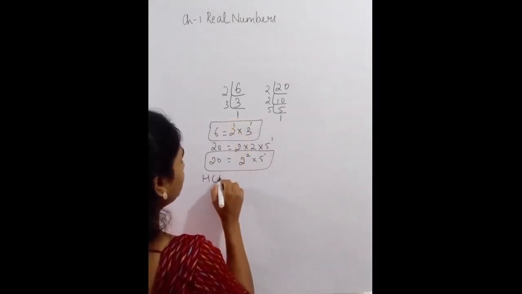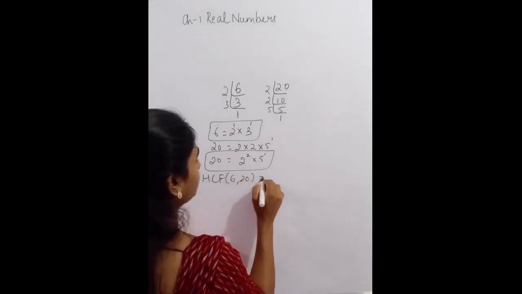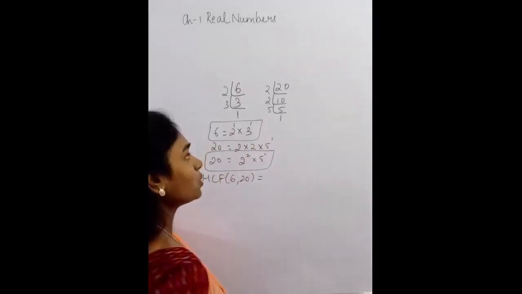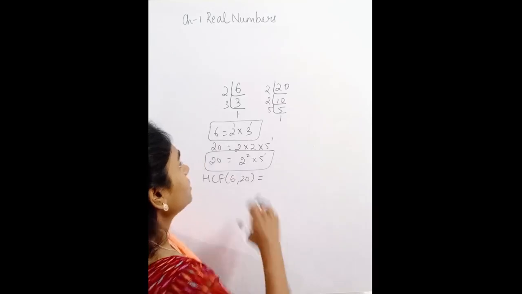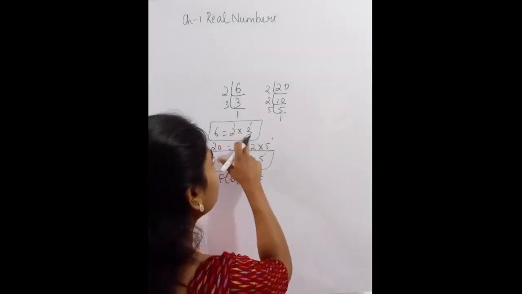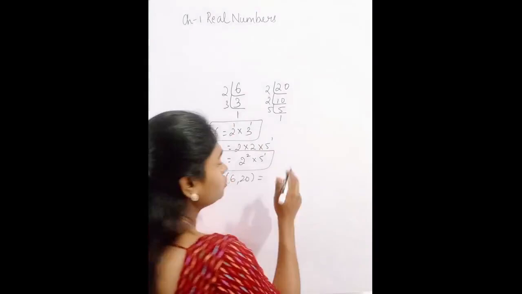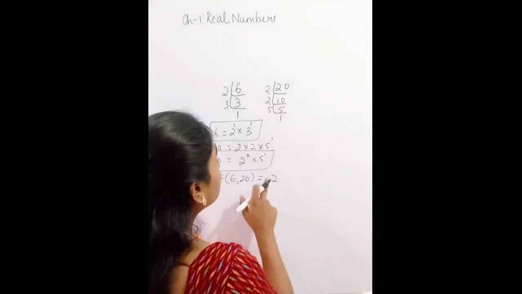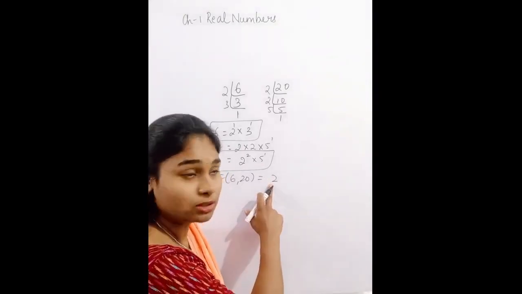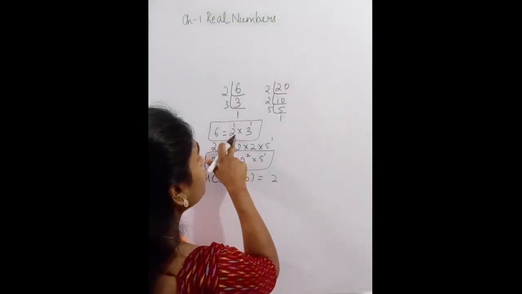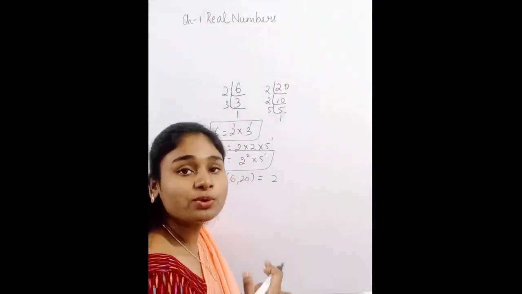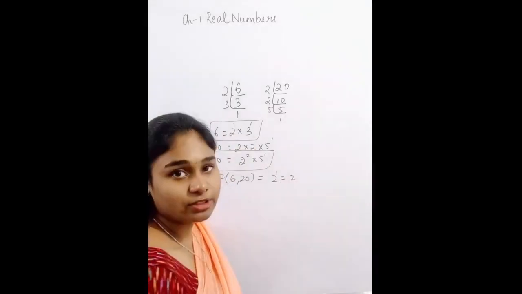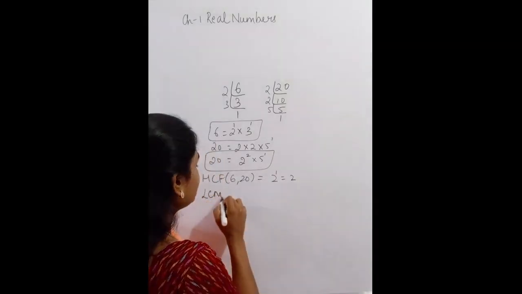Now, if I have to find the HCF of the two numbers 6 and 20, first I have to see what is common among the two. 2 is common. Here 2 into 3 and here 2 square into 5. 5 is not common, so I do not write 5 or 3. I have to write the lowest power of 2. Here it is 2 power 1 and here it is 2 power 2. Which is lowest? 2 power 1. So 2 power 1, which is equal to 2. That is the HCF of 6 and 20.